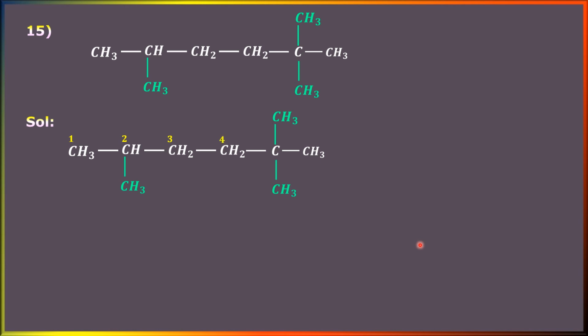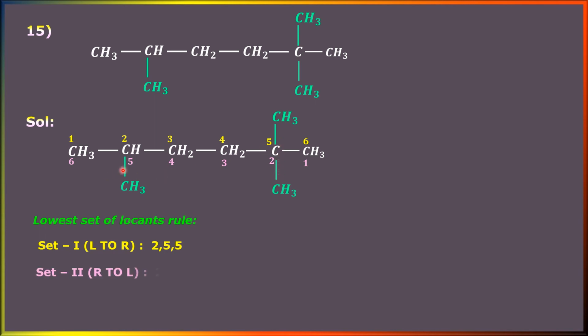So numbering from left to right, then from right to left, use the lowest set of locants rule. Set 1 left to right locants are 2 comma 5 comma 5, that is the fifth carbon atom is attached to methyl groups. For that reason this locant is repeated, 5 comma 5. Next, from right to left locants are 2 comma 2 comma 5.